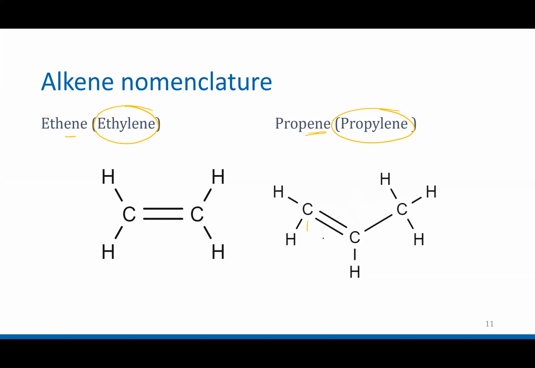So as IUPAC people, we would call these ethene and propene, but in the engineering world you might hear the words ethylene or propylene. These are just older names, kind of like that whole tertiary and iso and sec-butyl. Chemistry had different names maybe 40, 50 years ago, and you might hear these. Some of these are used to make polymers.